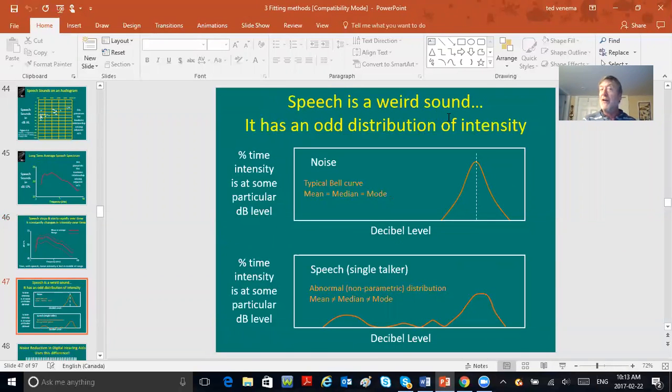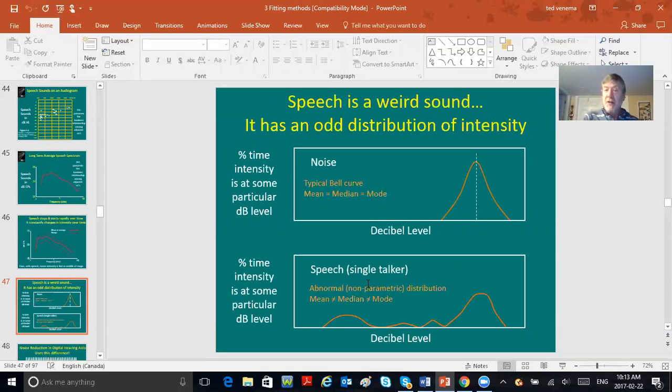So speech is a weird sound. Look at this bell curve here, just like grading on a curve. You can think of this as how many students got A's? Look at my cursor. How many got B's? How many got C's? And how many got D's? So this would be the grade here, and the vertical is the number of students who got those grades. Most students got B's, B minus, C plus, and very few students got A's, and very few got D's. A bell curve, okay?